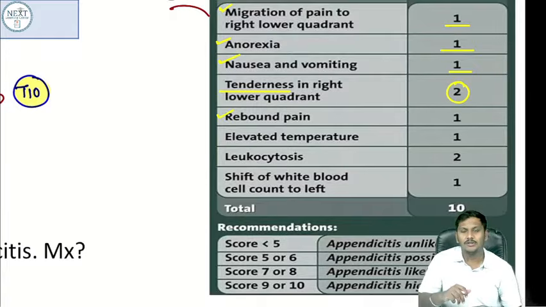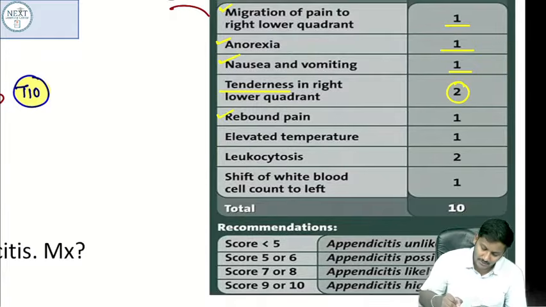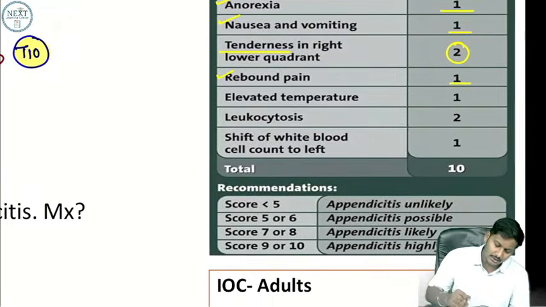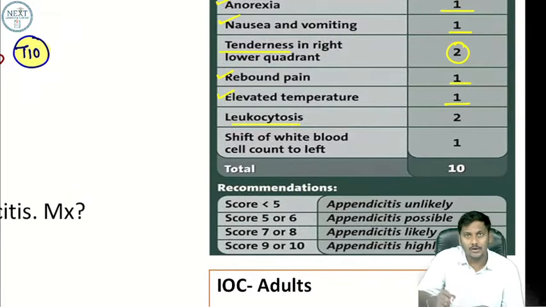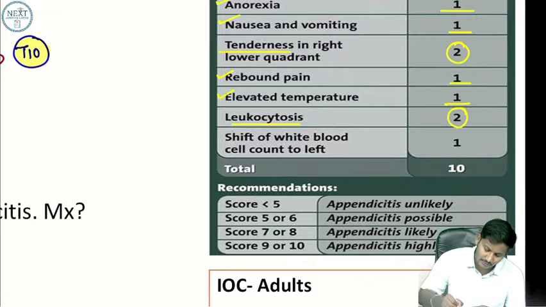Let me know in the chat box. Rebound tenderness is known as a sign in appendicitis. That is given a score of 1. E for elevated temperature, that is fever, given a score of 1. Leukocytosis, that is increased total leukocyte count or increased total WBC count, that is given a score of 2.